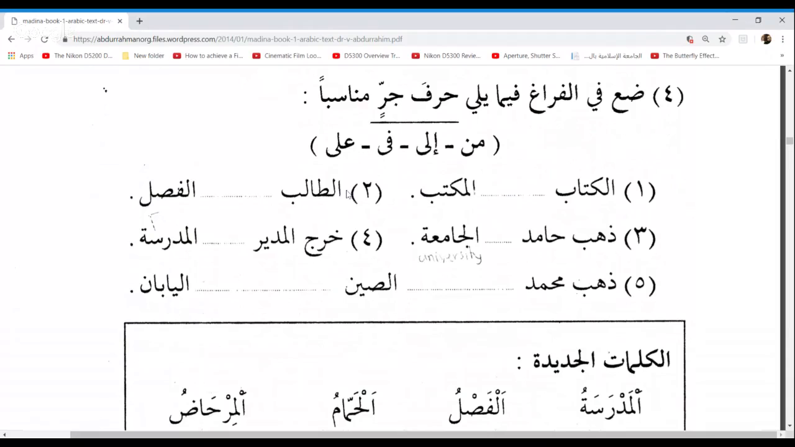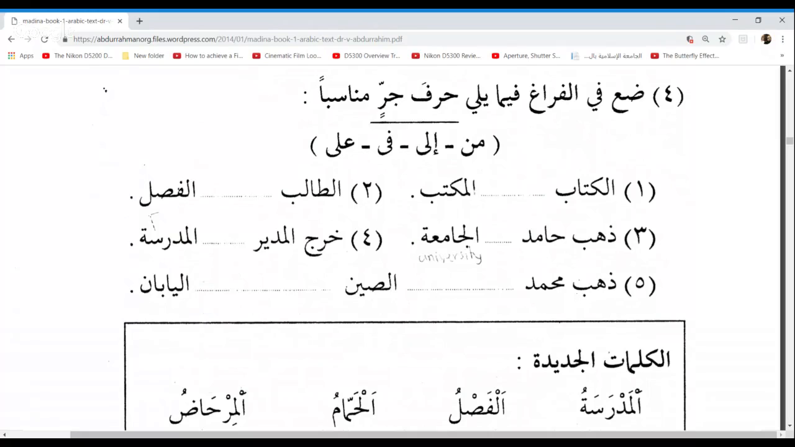Go ahead, Hendrik. Next sentence. الطالب في الفصل. The student in the classroom. Correct. Well done. Go ahead, Yusuf.